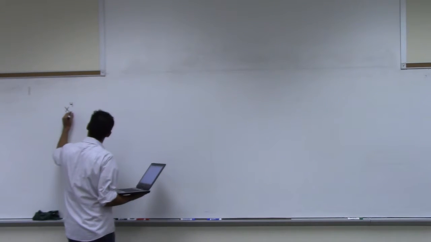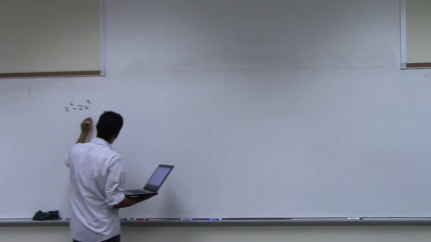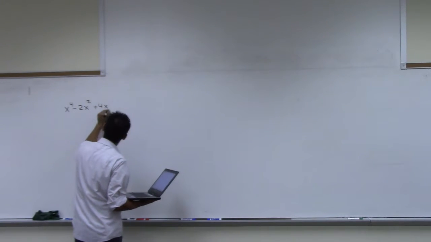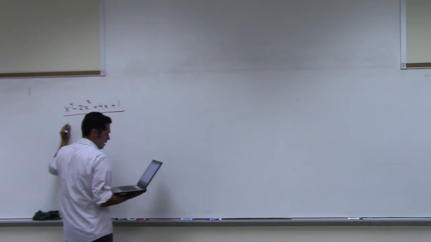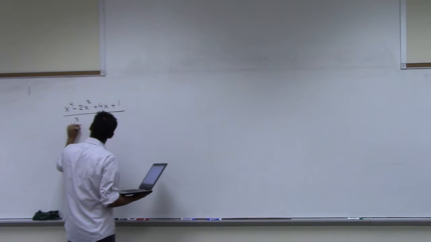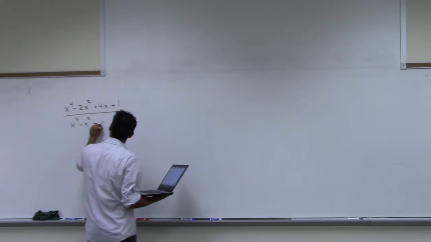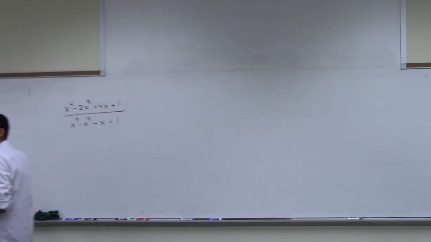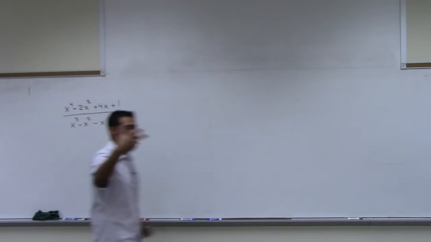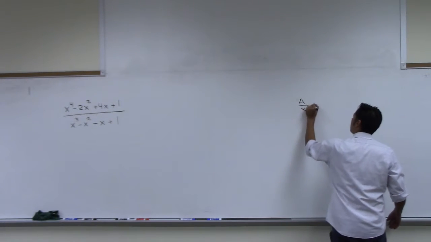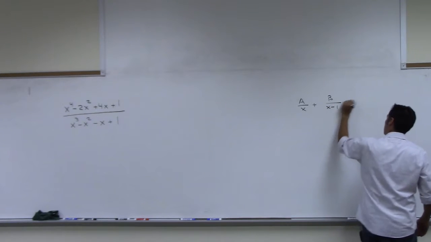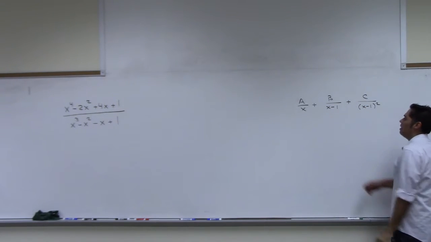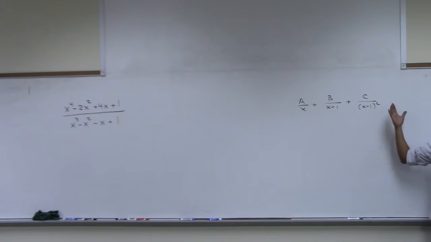X to the fourth minus 2x squared plus 4x plus 1 over x cubed minus x squared minus x plus 1. On that last problem, our answer was supposed to be a over x plus b over x minus 1 plus c over x minus 1 squared, right? And so you would just come back to here and replace your a, b, and c with your answers, and that's your final answer. That's the decomposition, broken down.